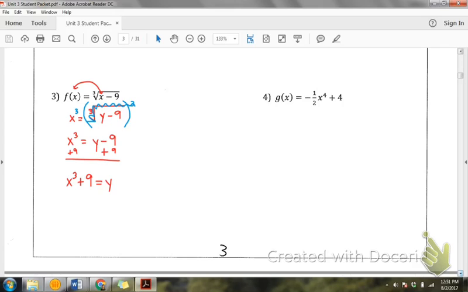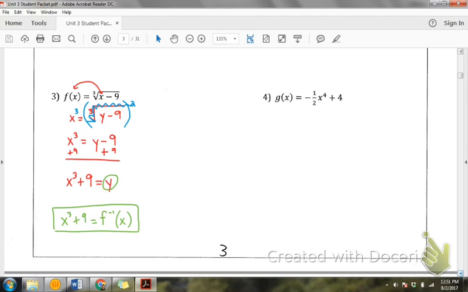Okay, so now y is by itself. So what's my last step, Cade? What do I do when y is by itself? What's step number 3? Good. F inverse of x, right? So we're going to replace our y value with the f inverse of x. Did we start with f? Yes, we did. F inverse of x equals x cubed plus 9.